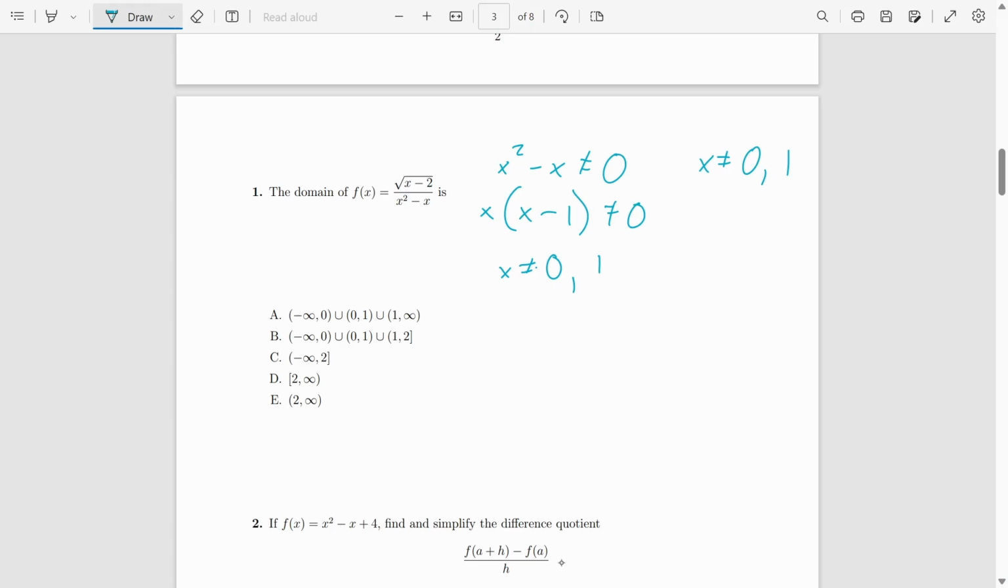And then the other one that we said is the square root. So anything inside the square root must be greater than or equal to 0. Because if it's less than 0, then it's a negative number, and you can't take the square root of a negative number, or else you get an imaginary number. So just add 2 to both sides. x is greater than or equal to 2. So that's one last restriction we have on this.